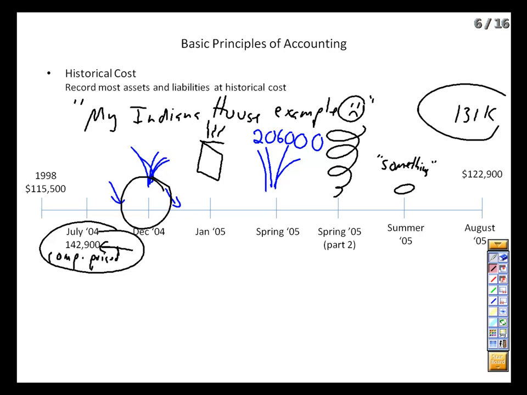Not because that piece of information is particularly relevant, but because it's reliable. I have a purchase and sale agreement that shows exactly how much we paid, and that's the number we're sticking with. Now, this isn't a universal principle. In fact, there's a particular type of asset for which we can get down to the penny valuation with complete reliability. Think about when you buy a stock in another company.